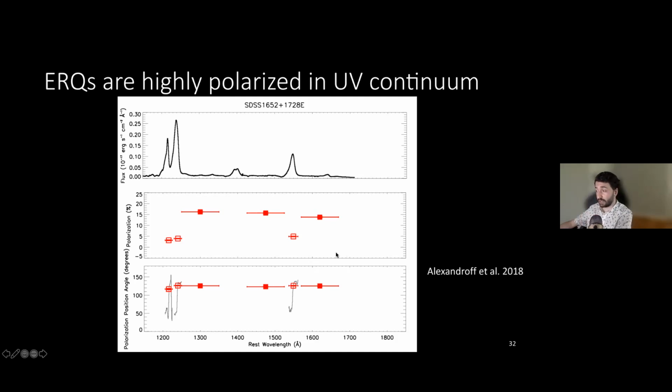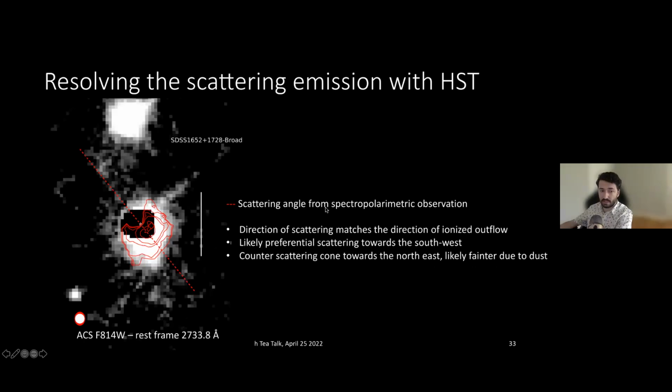This work by Rachel Alexandra from 2018. The other thing is that you also see that the emission lines are also polarized. And so just this really intriguing result. And then we got rest-frame UV imaging from JWST at similar wavelength range to the LRIS observations here, to try to see, can we see the scattered light spatially? Can we resolve it and see where it's located? And the source just keeps on giving.